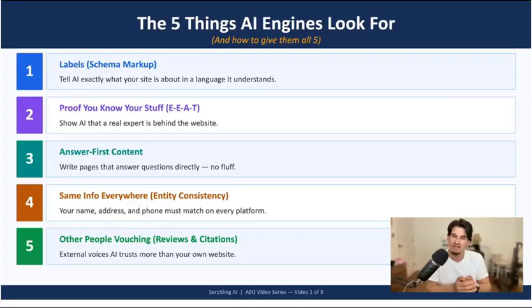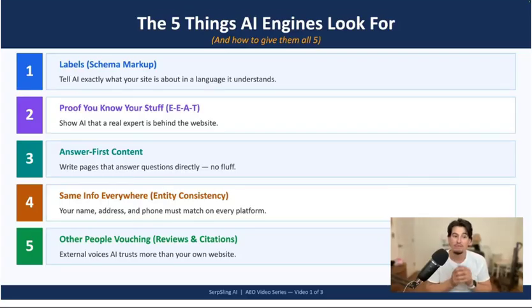You have to give it content in a specific way that it understands. Okay, number 2 is that proof you know your stuff, which is EEAT. Show AI that a real expert is behind the website. Okay, number 3 is answer first content. You write pages that answer questions directly, no fluff. Okay, you're not writing a 1,000 word article anymore. You are simply answering questions that people are typing into AI, and AI is able to read that on your site.